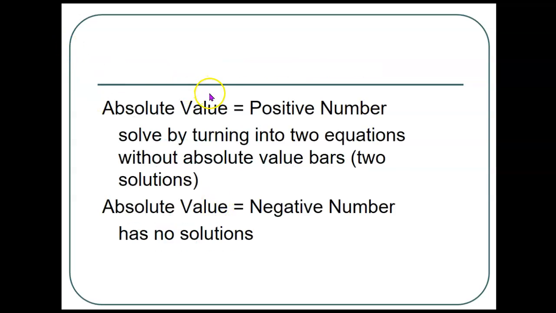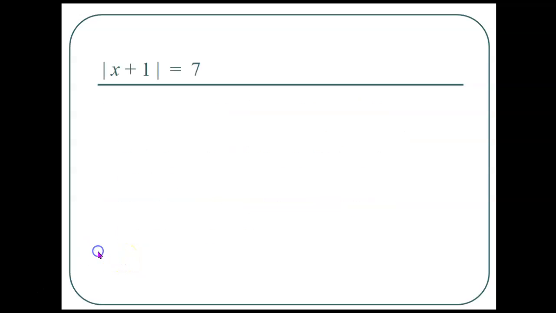So that's how you solve absolute value equations. If it says the absolute value of something equals some positive number, you solve by turning that into two separate equations without absolute value bars, and then solving those to get your two solutions. And if it says the absolute value equals a negative number, then just right away you can say no solutions. So let's look at some examples.